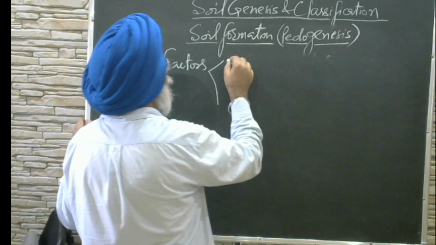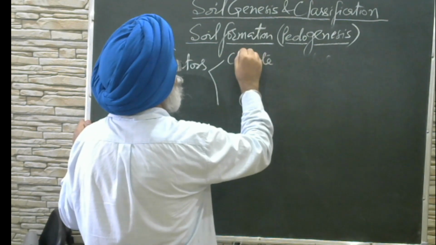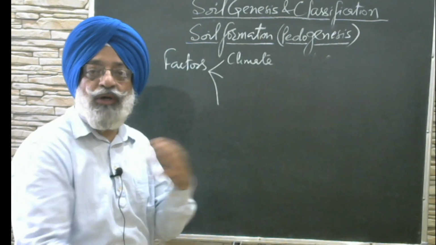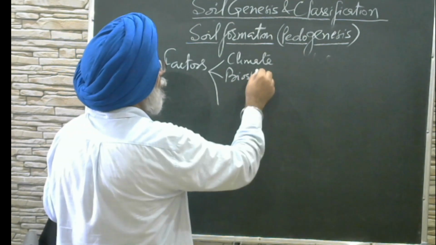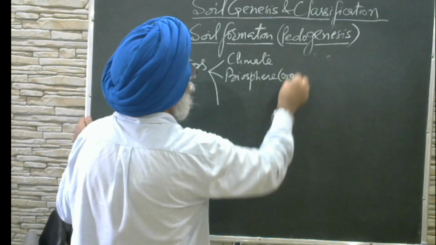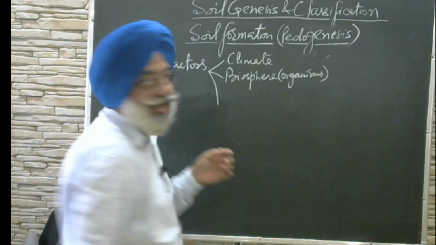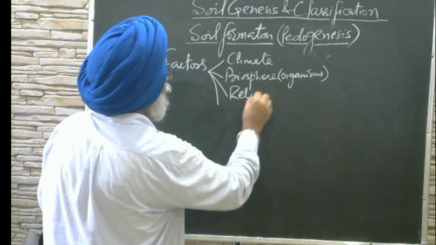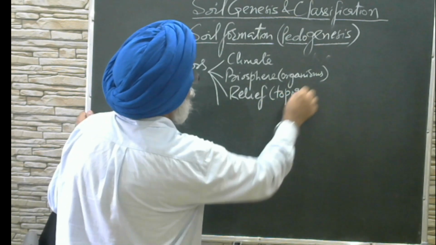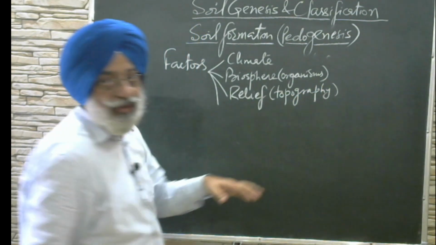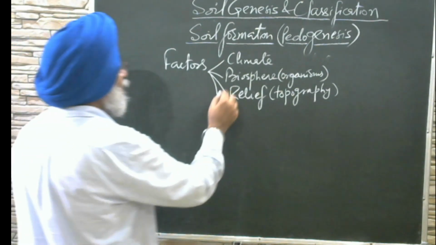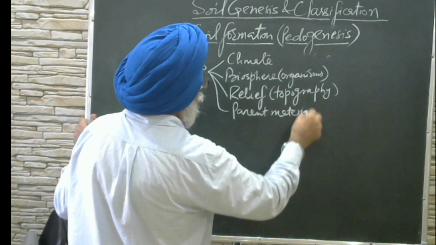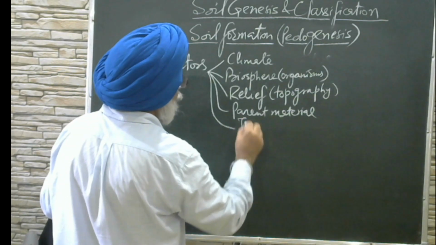So one is your climate, second, instead of organisms, we will now call it the biosphere. Biosphere means all types of organisms, or, for better understanding, I can write over here organisms, both plants and animals, which constitute the biosphere. Then third is relief, or better you call it topography. But there is some difference between relief and topography. We shall discuss it later. And then parent material. You know what parent material is. And lastly, the fifth factor is time.